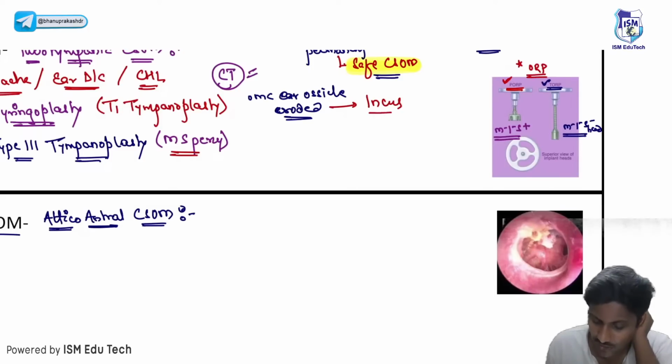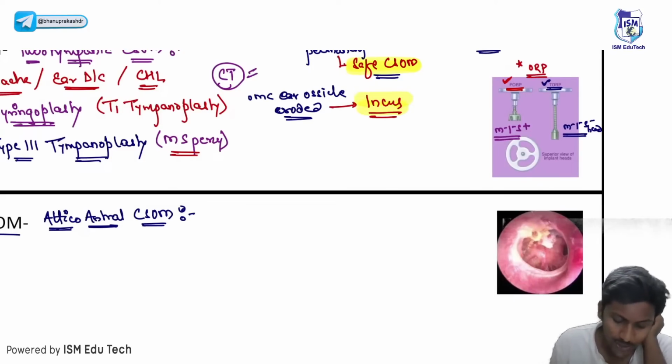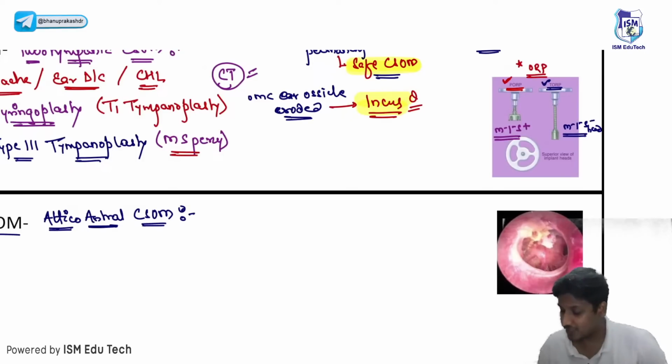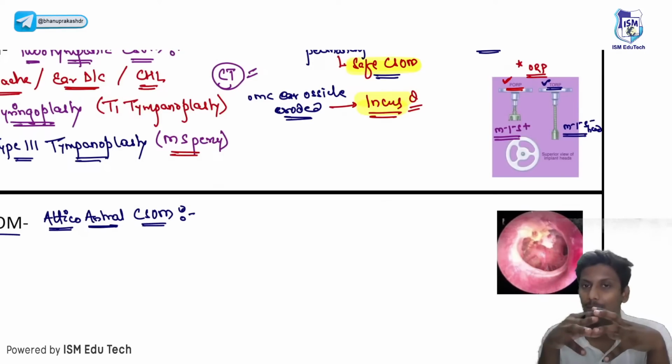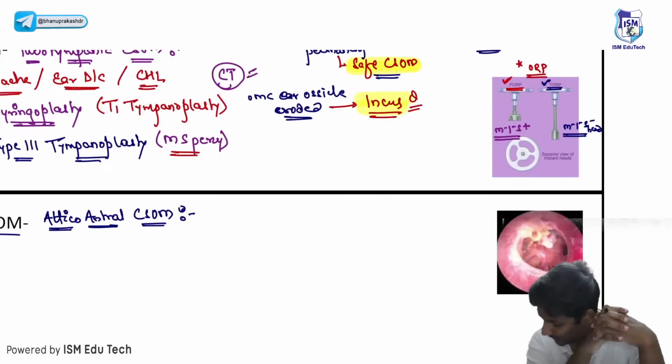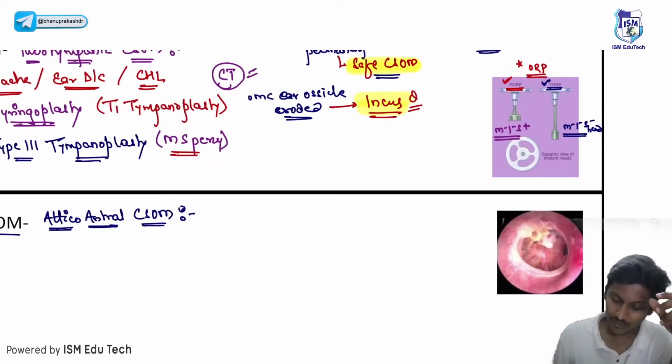The most common ear ossicle which is eroded is definitely the incus. That was a previous year question. Why? Because it has no muscle attachment to it. As there is no muscle attachment, please remember, there will be decreased blood supply. Least blood supply will be there to the incus, and therefore there will be higher chances of erosion of the incus. Please remember. Okay, so no issues with this, anybody?